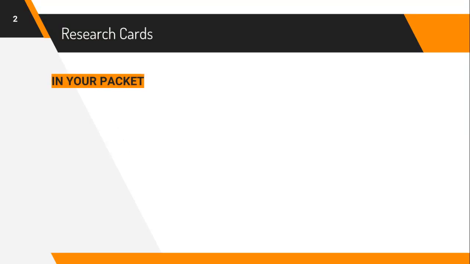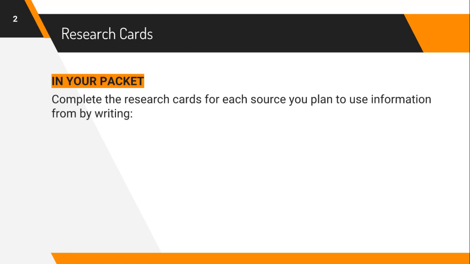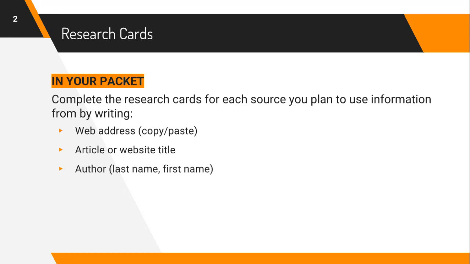Now, in your packet, when you're doing your research, you're going to fill out research cards for every source that you're planning to use information from in your essay. And when you're filling out these research cards, you're going to need to, first of all, copy and paste the web address of your resource. You're going to need to give the article or website title, as well as the name of the author. And you will give this in last name, comma, first name format.